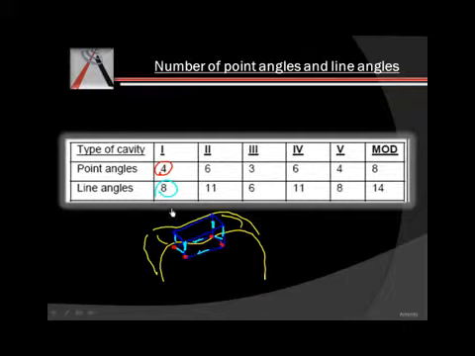Now the question should come to your mind, why are we not counting these top line angles or these top point angles? We are not counting them because they are cavo-surface line angles or point angles. So as a rule, we are not supposed to count cavo-surface angles. Cavo-surface means the angle that is formed between the cavity and the surface.